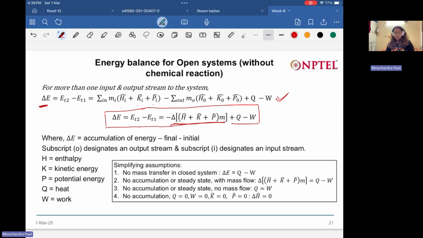And if there is no accumulation, there is no heat transfer, like the system is insulated. Work is also not done by the system or on the system. Potential energy is also 0. Kinetic energy is also 0. Then you are only left with the change in enthalpy, delta H hat. So delta H hat will be equal to 0. Okay.